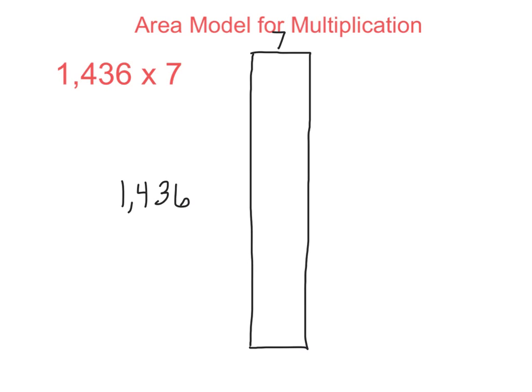Now I need to know that in the number 1,436, this 1 doesn't really mean 1. It actually means 1,000. So I'm going to break apart this rectangle into some pieces. This first piece is going to have the dimension of 1,000, and I'm just breaking down the place values. The 4 doesn't really mean 4, well, it really means 400, so the next piece is going to have a dimension of 400.